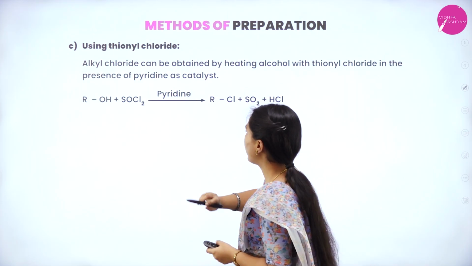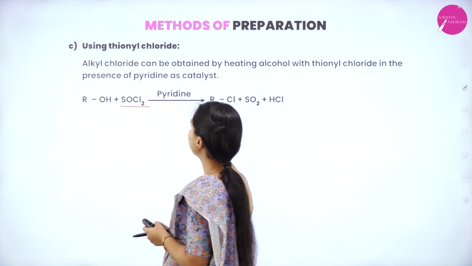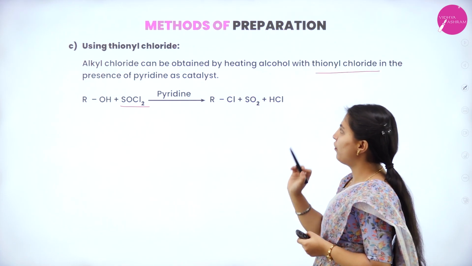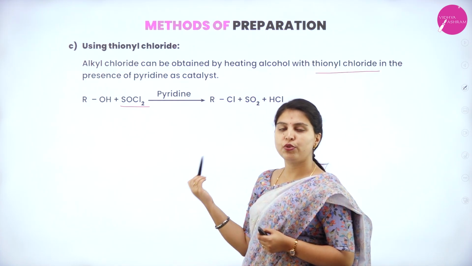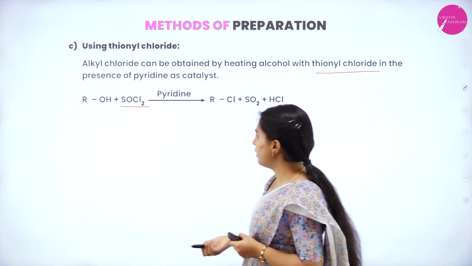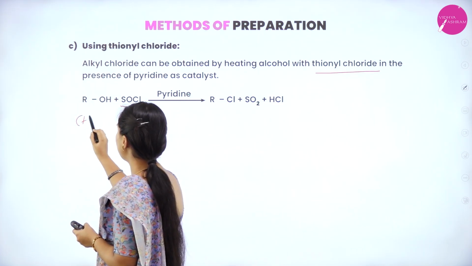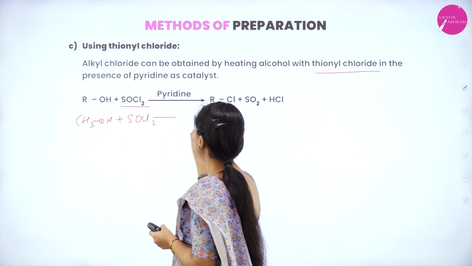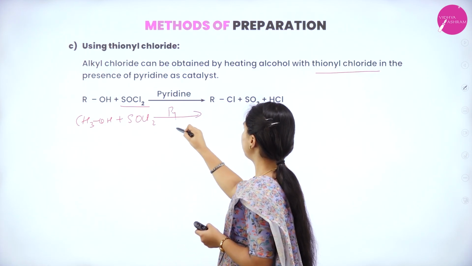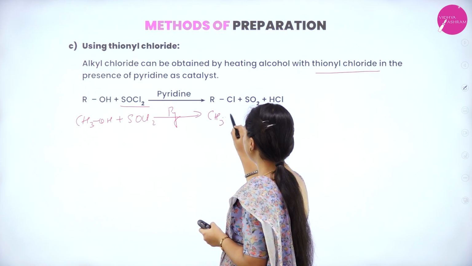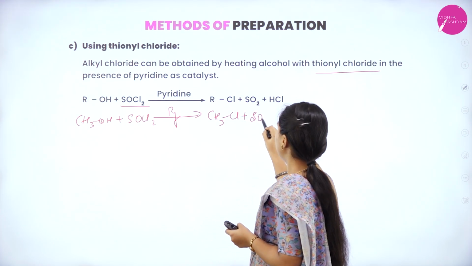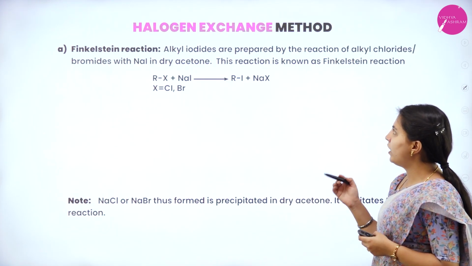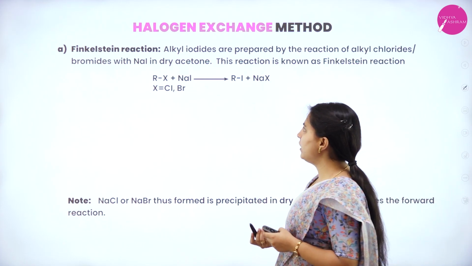Next, using thionyl chloride. Thionyl chloride is SOCl2. Alkyl chloride can be obtained by heating alcohol with thionyl chloride in the presence of pyridine as catalyst. Catalyst you know already, which enhances the rate of reaction. Here we can take CH3OH with SOCl2, that is thionyl chloride, and pyridine as a catalyst, and it will form CH3Cl plus SO2 plus HCl.